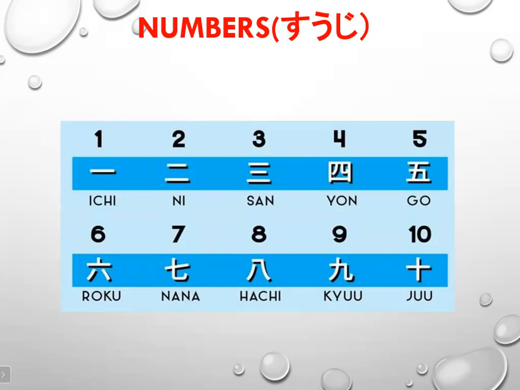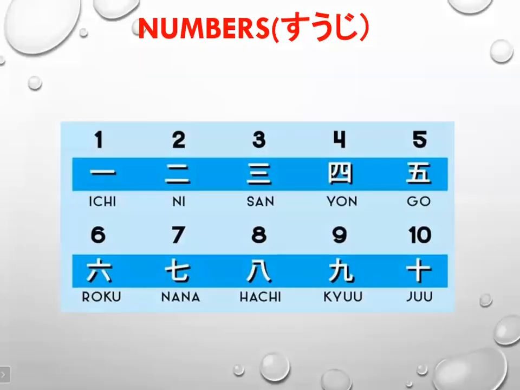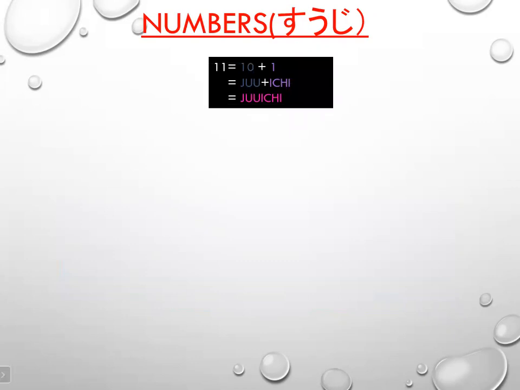So after 10, we have 11. Today in this lesson, we will learn from 11 to 99. So how we will write 11? 11 will be written as 10 plus 1. For 10, we say ju in Japanese and 1 is ichi. So 11 will be ju ichi. 10 is ju और 1 को कहेंगे ichi. तो ये हो गया ju ichi.